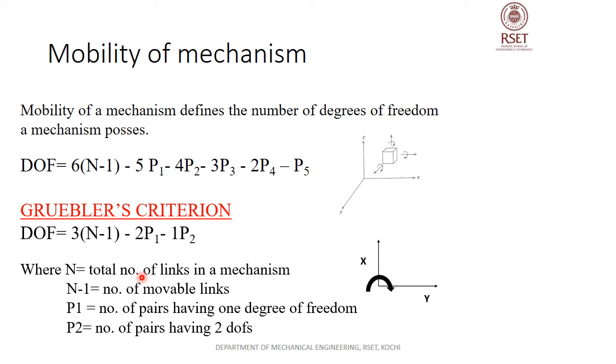N is the total number of links in a mechanism, n minus 1 is the total number of movable links. We know that for a mechanism, at least one link is fixed, that is, one link is a rigid frame or a fixed link. P1 is the number of kinematic pairs with 1 degree of freedom. P2 is the number of kinematic pairs with 2 degrees of freedom. So this is Gruebler's criterion for finding the degree of freedom for a planar mechanism.